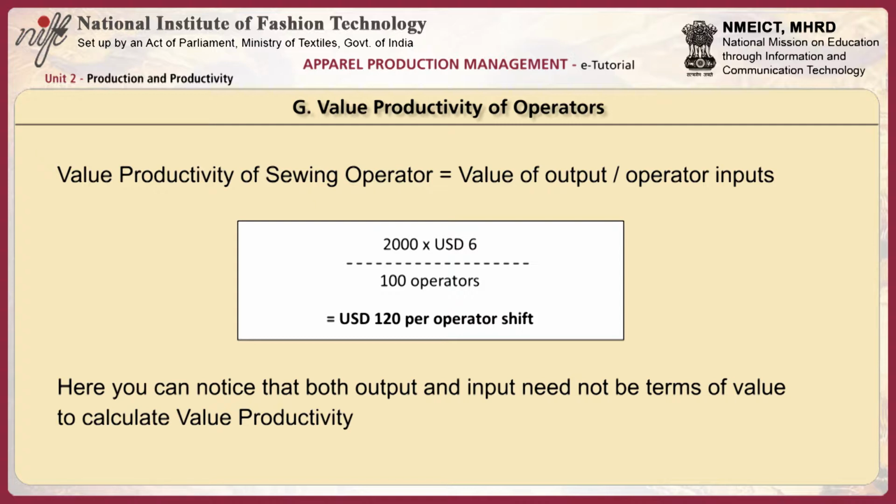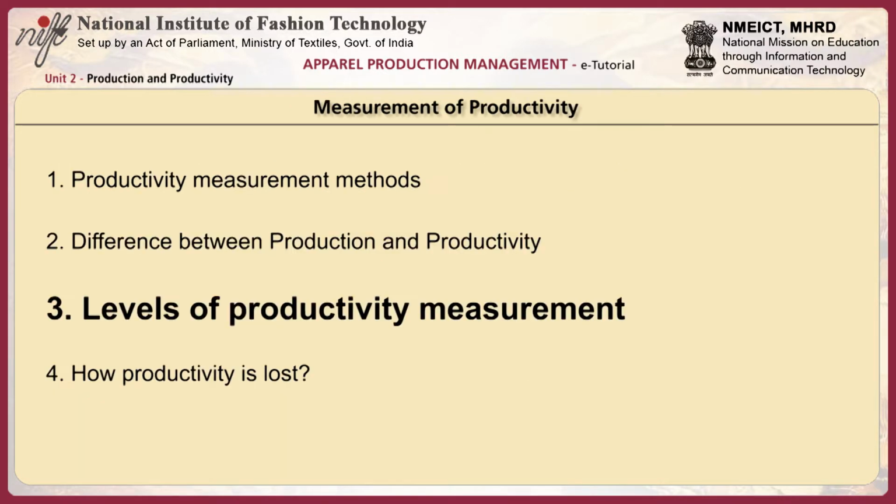We have 2000 pieces and we can convert it to the cost of one piece, that is 2000 into 6 US dollars divided by 100. So the value productivity of sewing operator here would be 120 US dollars per operator shift. Here you can notice that both output and input need not be in terms of value to calculate value productivity.